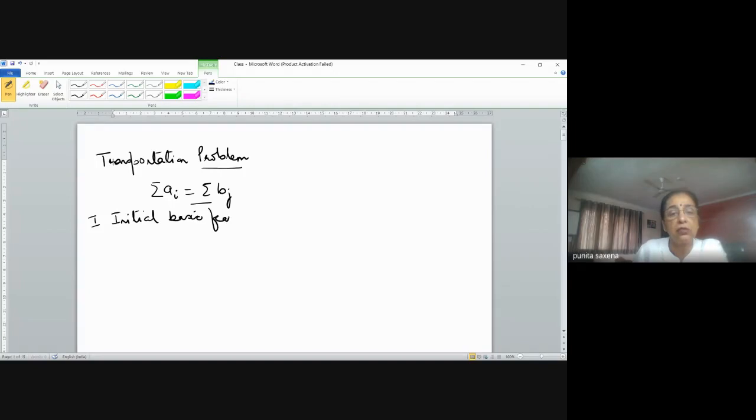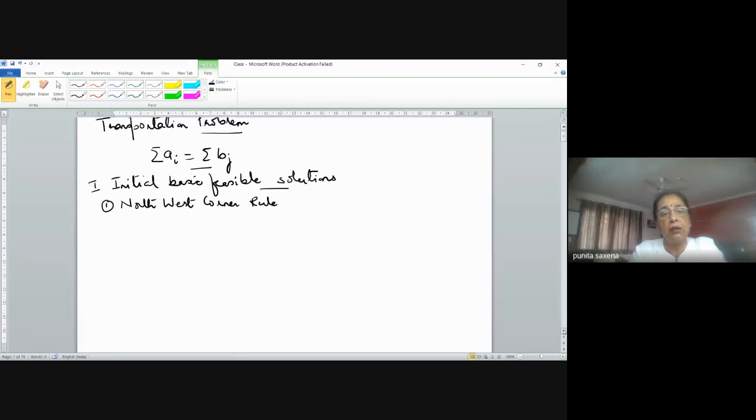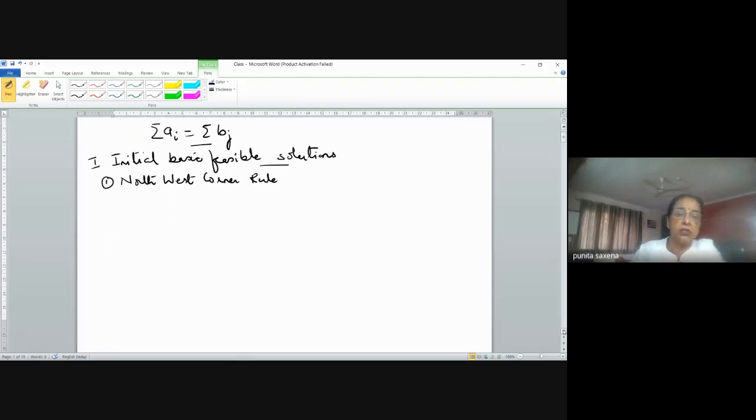Now we'll be discussing the various methods in which we can find the initial basic feasible solutions for the given balanced transportation problem. There are three methods that we'll be talking about: the northwest corner rule, least cost, and Vogel's approximation. We'll come to the others later, but let's start with the northwest corner rule.